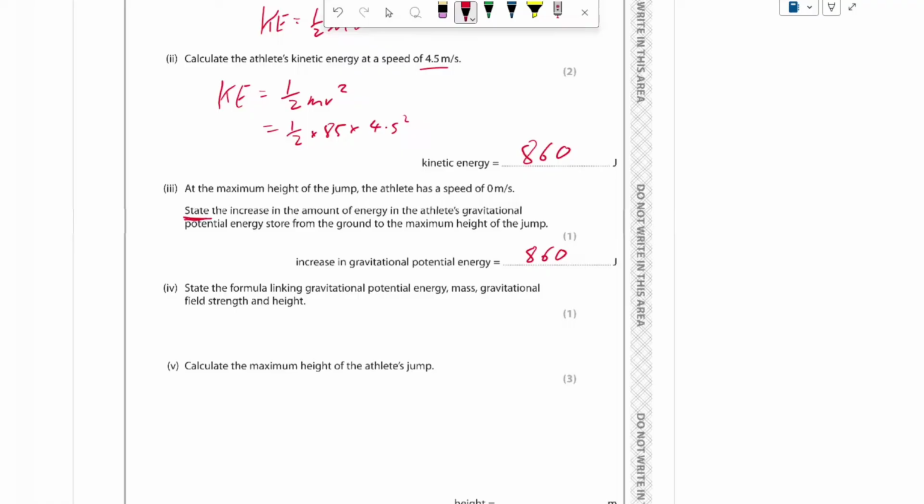Look out for the buzzword state. That kind of means it's a really easy question. This just tells me the answer, you know the answer. It's the same answer as it was before.